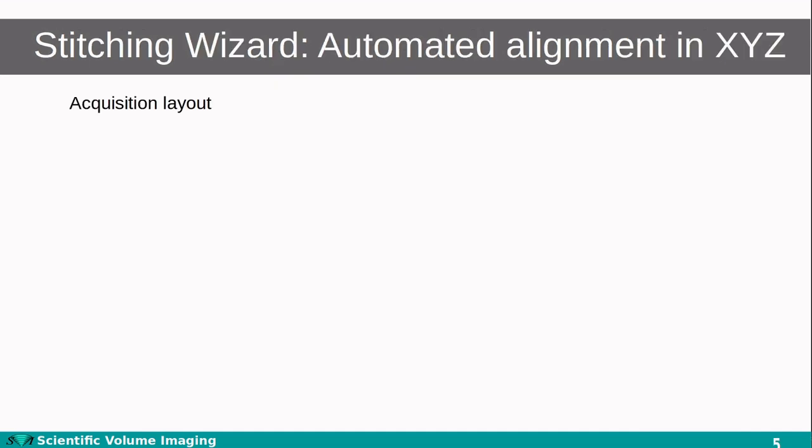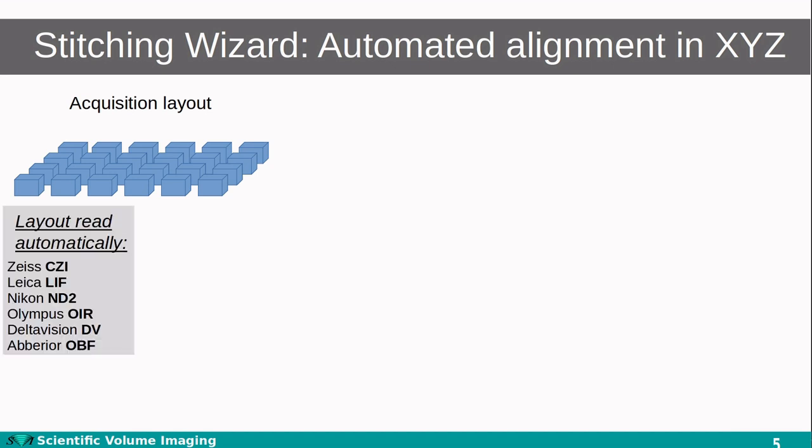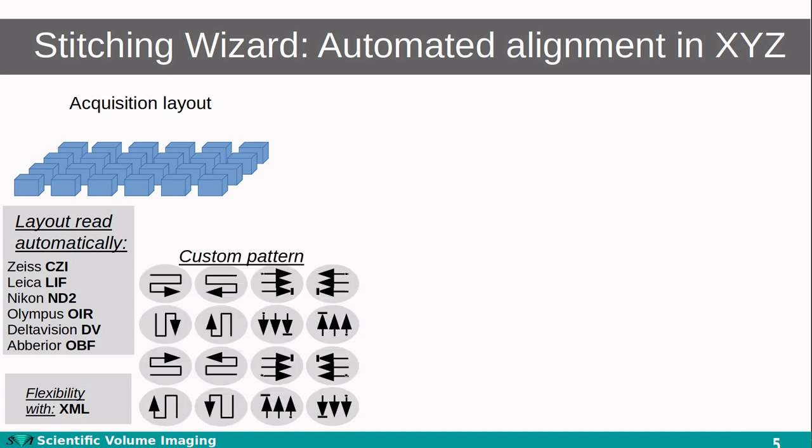One of the most important steps in the stitcher is the acquisition layout. When opening an image with the Huygens Stitcher, the acquisition layout and the tile information can be automatically read from various file formats, such as CZI, LIF, and LIF, for example. If you are using a tile series from TIFF format, for example, which doesn't contain metadata information, the layout can be customized within the stitcher with different custom patterns and can be saved as an XML file.